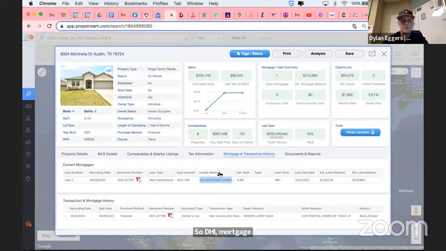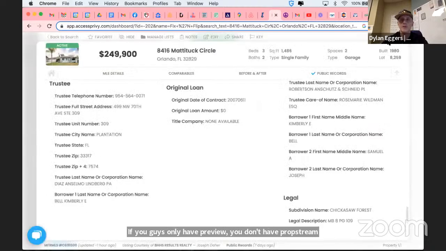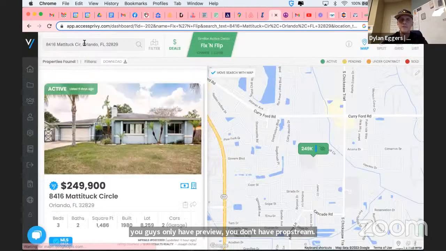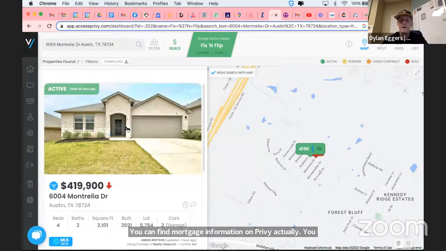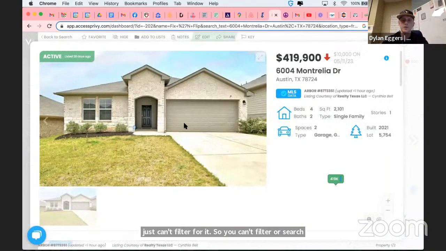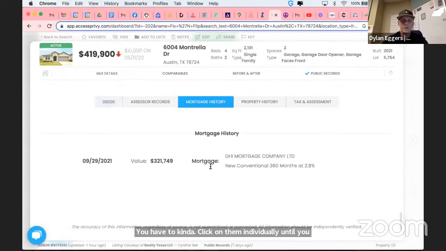Privy does actually, oh, I didn't know you can do that. If you guys only have Privy, you don't have PropStream, you can find mortgage information on Privy, actually. You just can't filter for it. So you can't filter or search for low equity. You have to kind of click on them individually until you find it. So go to public records, mortgage history, and yeah, so Privy even says they have a 2.8 rate. So that could be accurate, but I can also see DHI Mortgage Company, LTD.